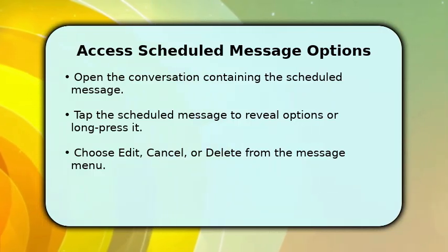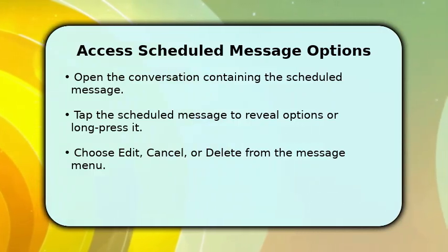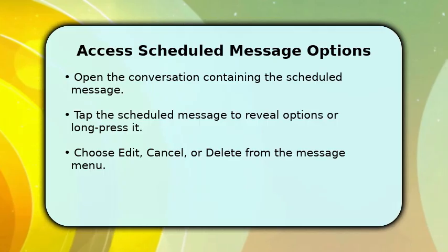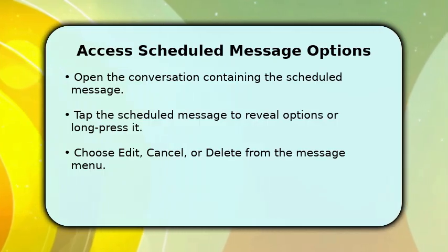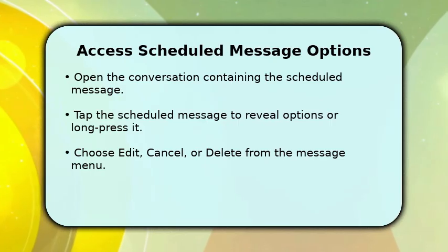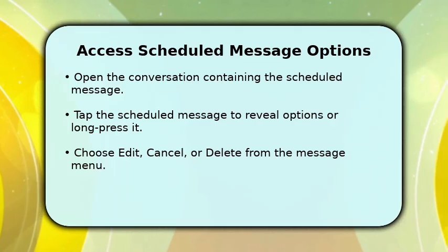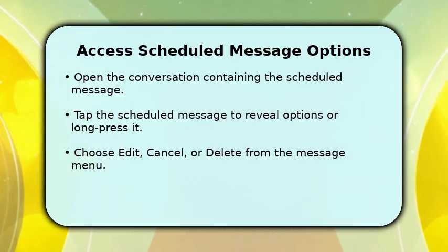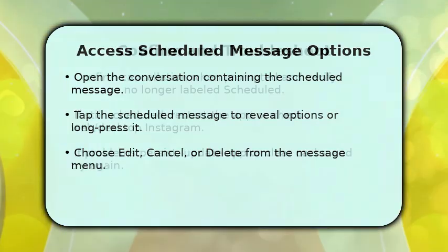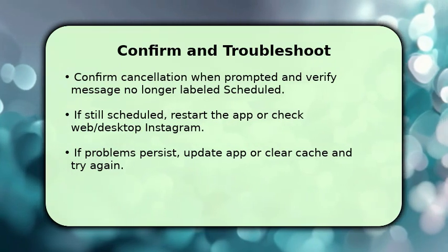Once you cancel, Instagram removes the scheduled send time and prevents delivery. It's important to confirm the cancellation when prompted. Without confirmation, the message may remain scheduled, so take that extra tap to be certain. Finish by confirming the cancellation and then verify the message no longer carries a scheduled label inside the chat.